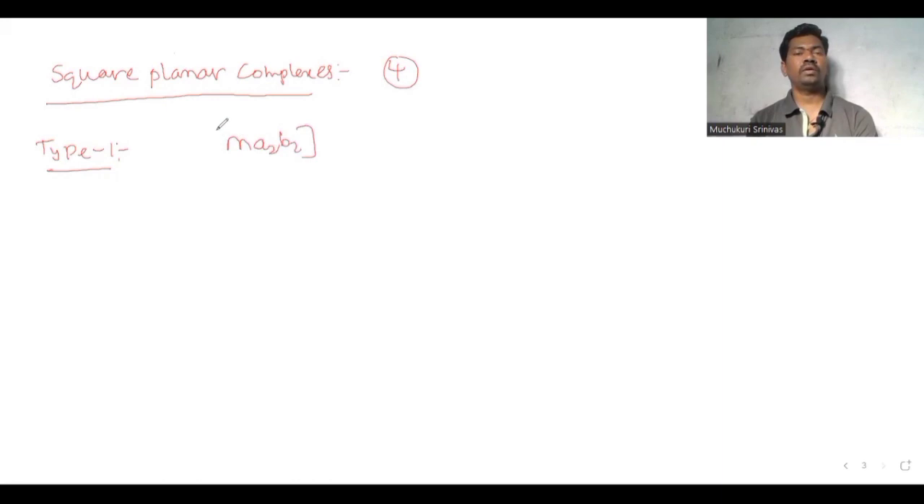Ma2b2. In this type, the ligands can be arranged in two ways. One is AA, BB, and another arrangement is AB and AB. So in total we will get only 2 geometrical isomers.